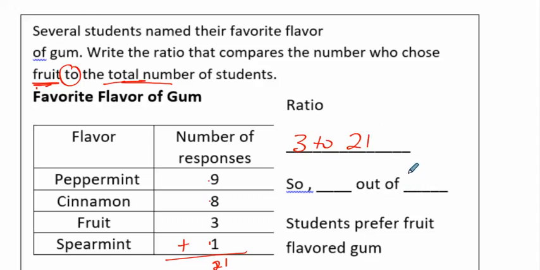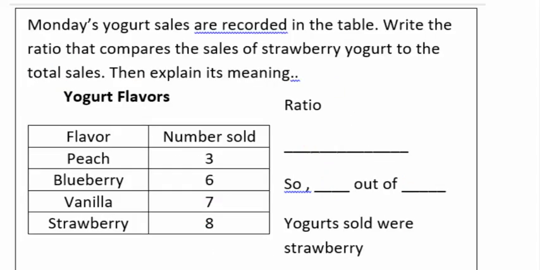All right. So if I wanted to simplify it here, 3 out of 21, that means I can divide them both by 3. So 3 divided by 3 is 1. So 1 out of every, divide by 3, 1 out of every 7 people prefers fruit-flavored gum. Okay? All right, you try the next one by yourself.